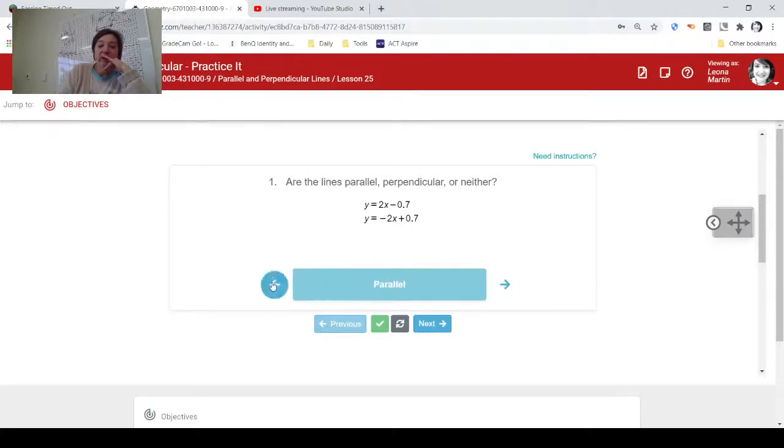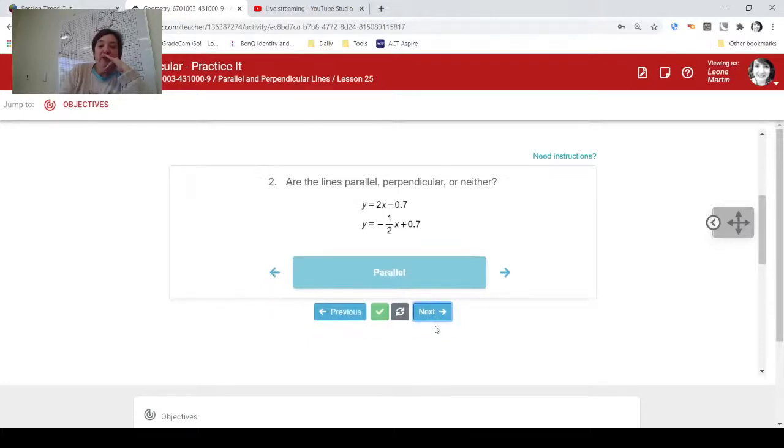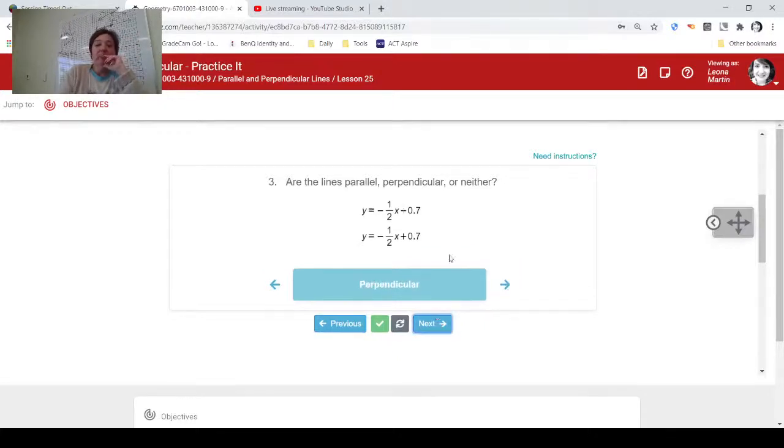What about these two? Parallel, perpendicular, or neither? They are perpendicular. One's 2, one's negative 1/2. That's opposite reciprocal. So they are perpendicular. What about these two?